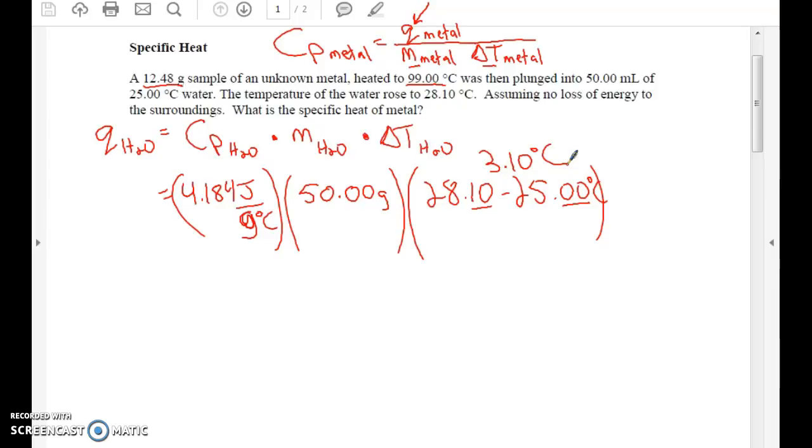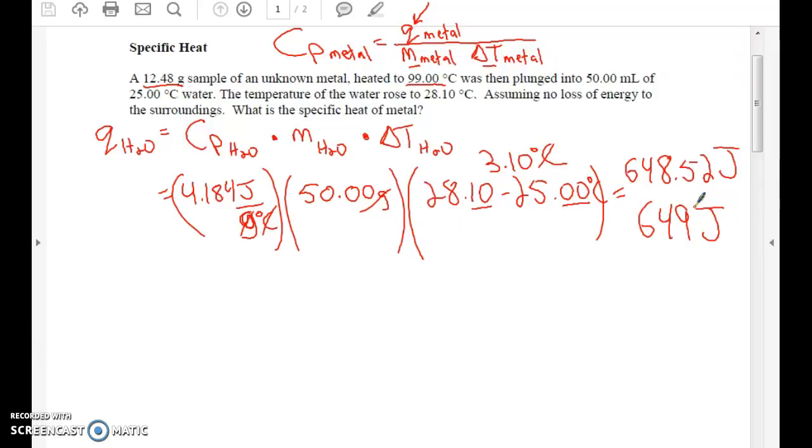Now, when you multiply, you go by the least number of significant digits, and when you multiply this out, you get an answer that's 648.52 and a whole bunch of numbers. Now, the grams cancel out. The degrees Celsius cancel out, and what you're left with is joules. Now we want to round this off to 3 significant digits because the 3.10 has the least number of significant digits, and when we multiply, we go by significant digits. So that becomes 649 joules.